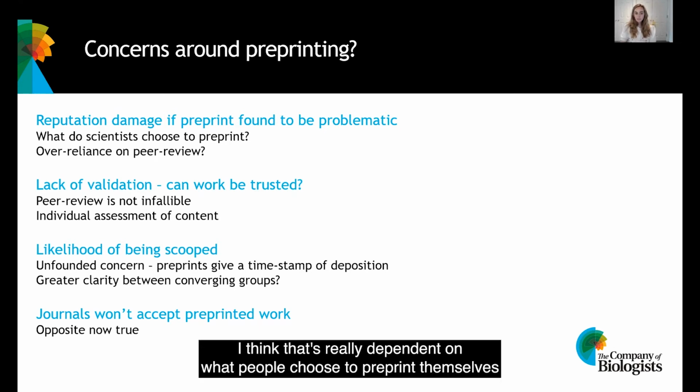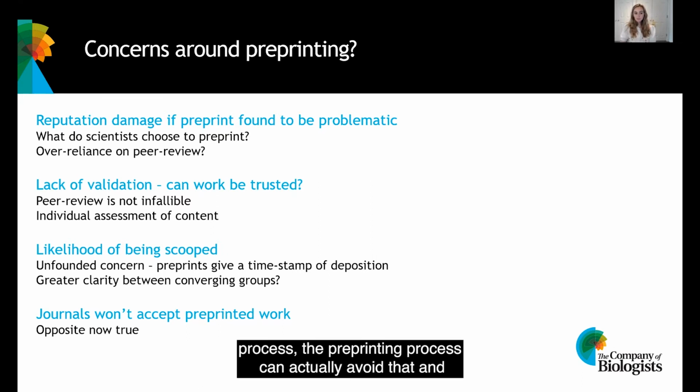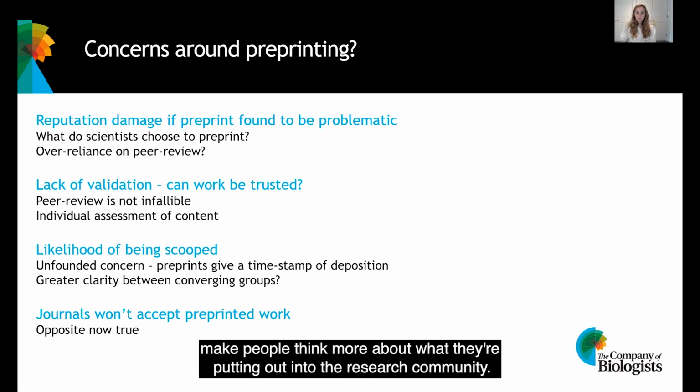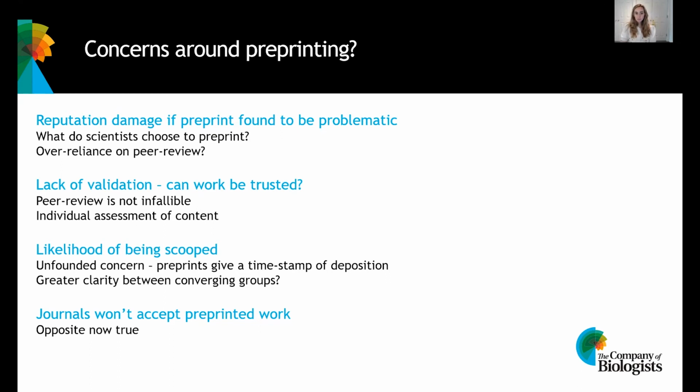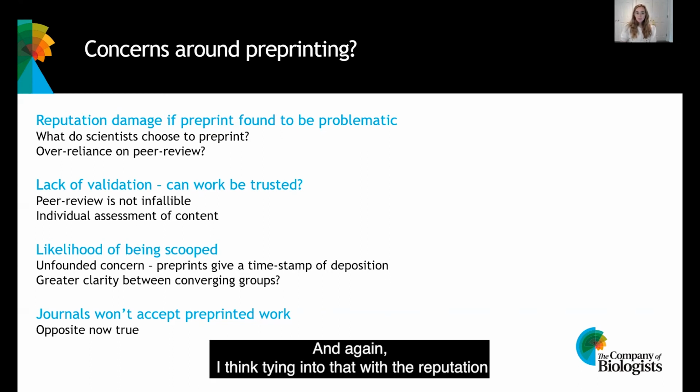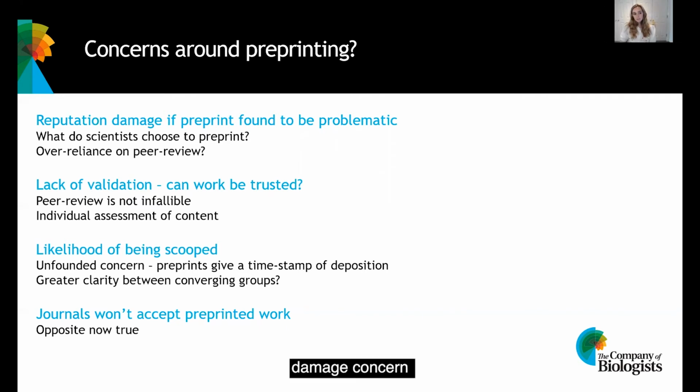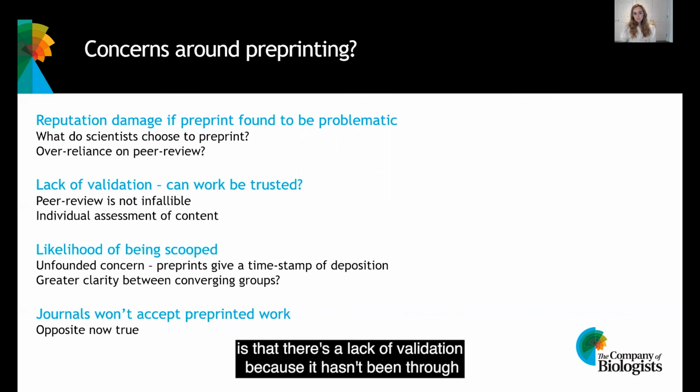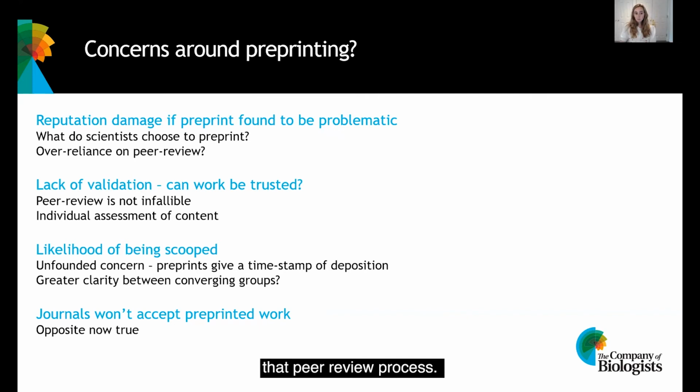I think that's really dependent on what people choose to preprint themselves, and perhaps means that maybe we are a bit over-reliant on the peer review process, and the preprinting process can actually avoid that and make people think more about what they're putting out into the research community. And again, tying into that with the reputation damage concern is that there's a lack of validation because it hasn't been through that peer review process.